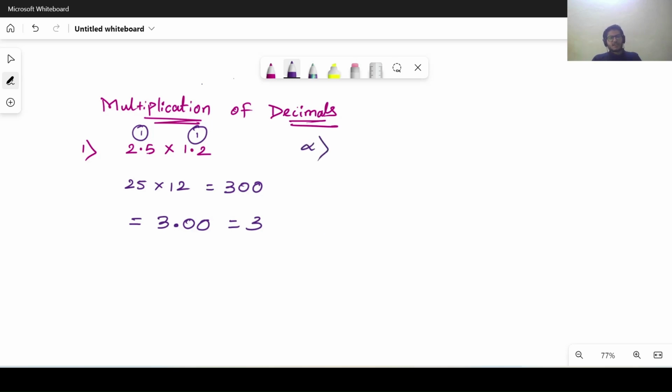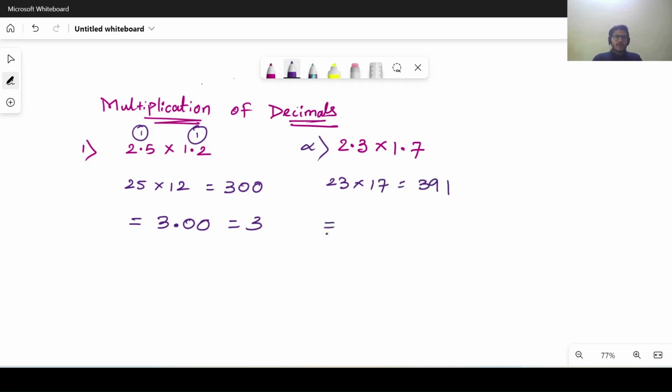Let's take another question. Let's take 2.3 into 1.7, because we are doing multiplication of decimals. So it's 2.3 into 1.7. Now again, what is the first rule? We will ignore the decimal point and multiply just the numbers. So when we multiply 23 into 17, what we get is 391.